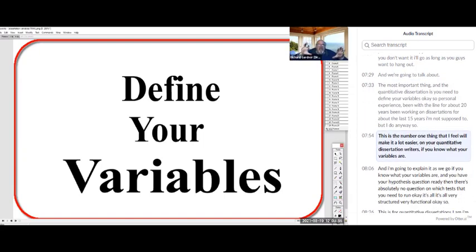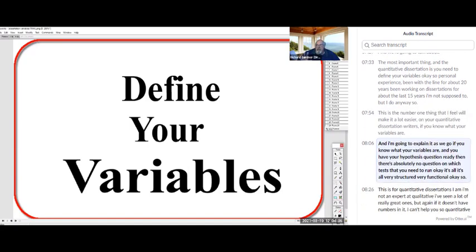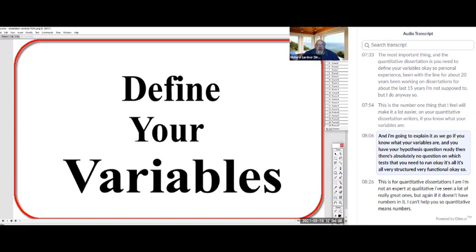This is the number one thing that I feel will make it a lot easier on you quantitative dissertation writers. If you know what your variables are, and I'm going to explain it as we go, and you have your hypothesis question ready, then there's absolutely no question on which test that you need to run. Okay, it's all very structured, very functional.